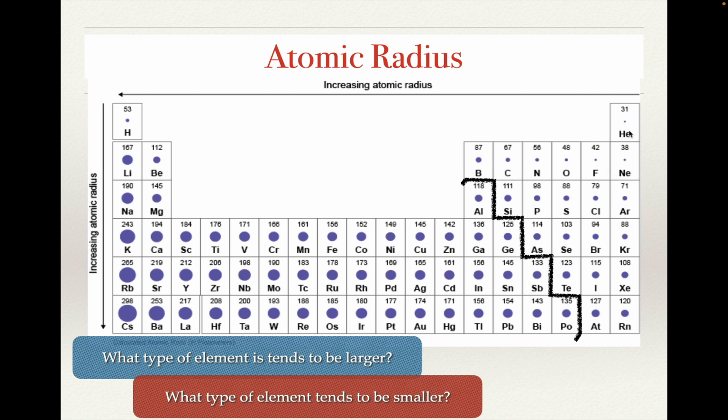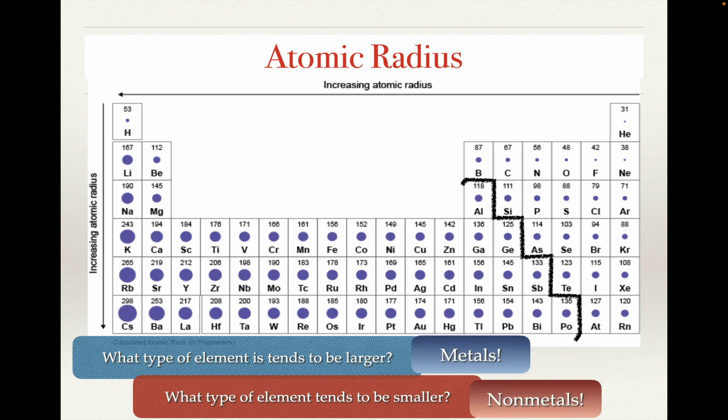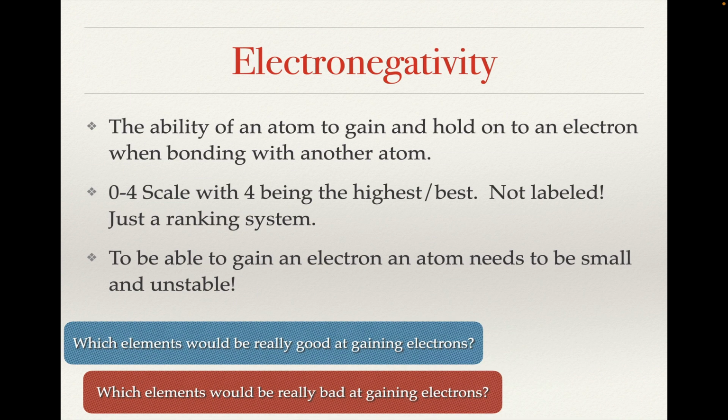Remember, these are stable because they have full electrons. So nitrogen, oxygen, fluorine, chlorine, sulfur, these elements in this corner are our smallest elements, and they are also our unstable ones, okay? So those nonmetals in that upper right-hand corner, they're going to be the ones that are really good at gaining electrons. So we'd say they have high electronegativity.